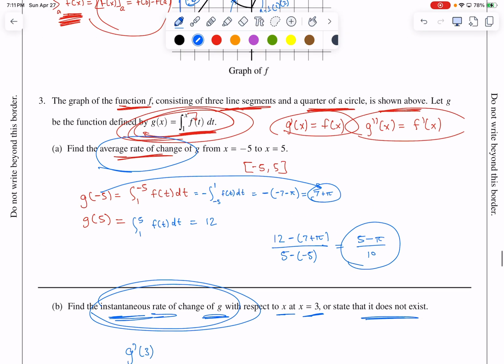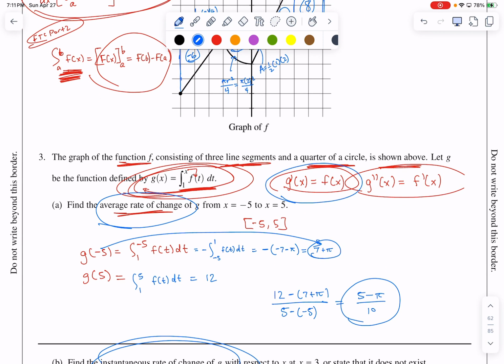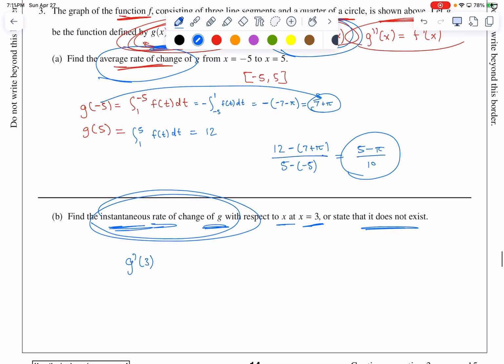Well, guess what? We already did G prime up here. What was G prime? F of X. Remember, the derivative of the accumulation function is just plug in X. So G prime was F of X. So I'm going to write that down. G prime of X is F of X. So if I want to calculate G prime of 3, all I need to do is actually figure out what F of 3 is. All I got to do is look at that point on the graph.